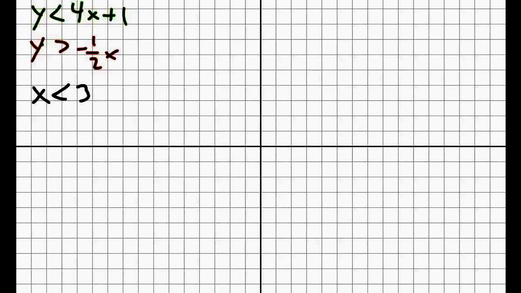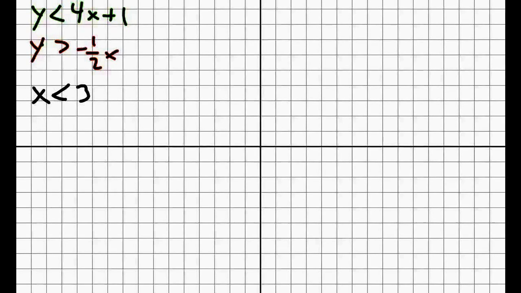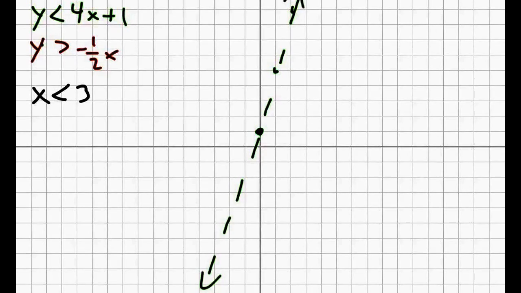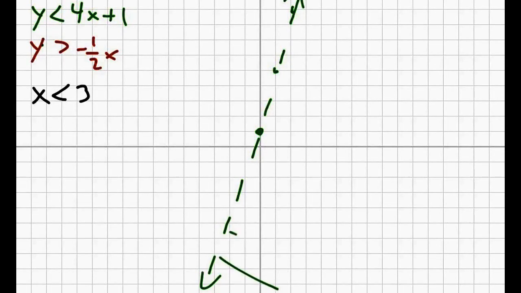Alright, so our first inequality we'll do in green. y is less than 4x plus 1. Our y-intercept is 1. Our slope is 4, or 4 over 1. So I rise up 4, run 1, rise up 4, run 1. There is no equal to part, so we're looking at a dashed line here. Less than means I'm shading below.